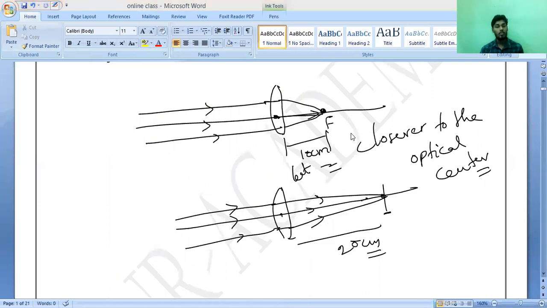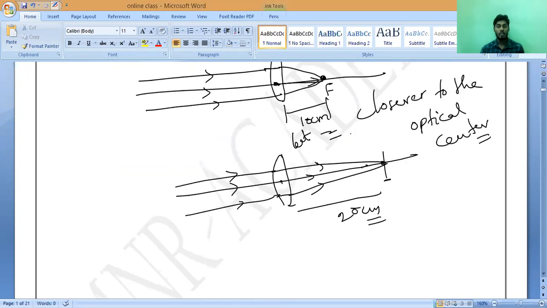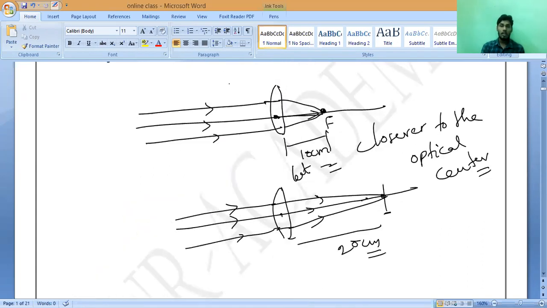Now you observe this one and this one. You tell me who is having more converging power and who is having less. First one, sir. Because the first one is closer to the optical center, it is having more converging power compared to this one, because this one is converging the light rays a little bit far away from the lens. Do you understand all of you?